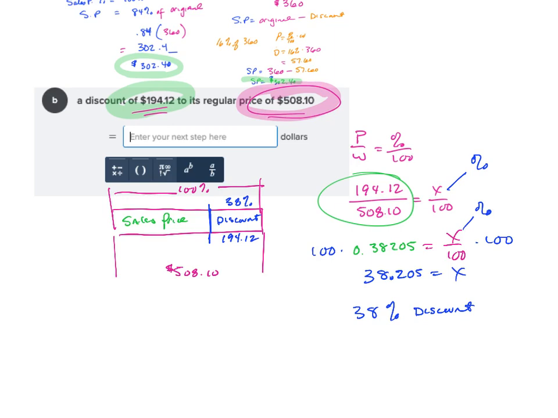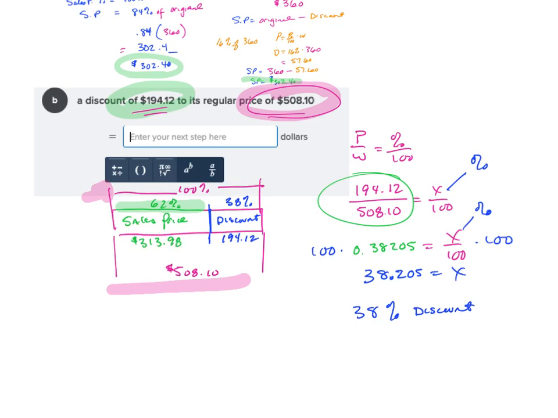look, the original price is right here, and that's $508.10. That's 100% of the cost. Okay, they gave you a 38% discount. So the question is, what percent are you going to pay? Basically, if I take 100 minus 38, I get that I paid 62%. And my cost would have been then $313.98.